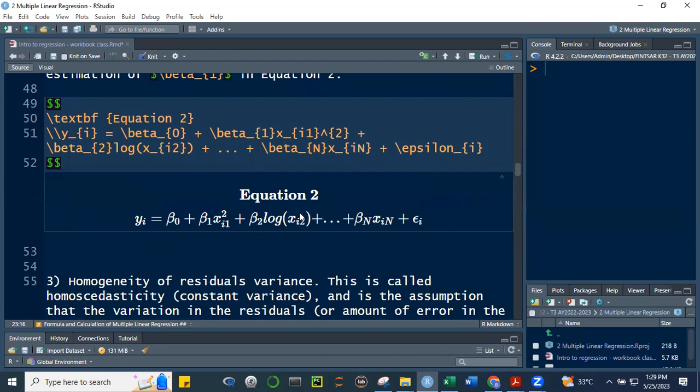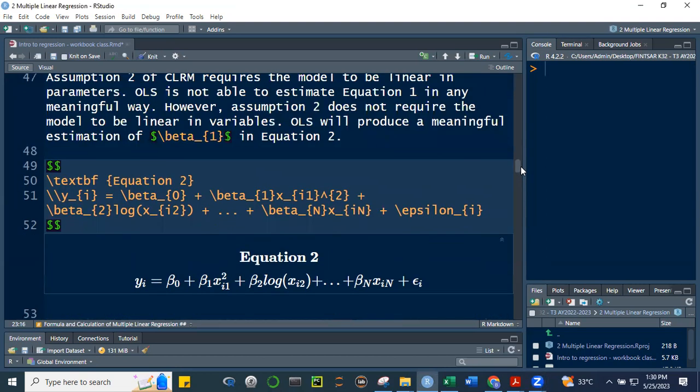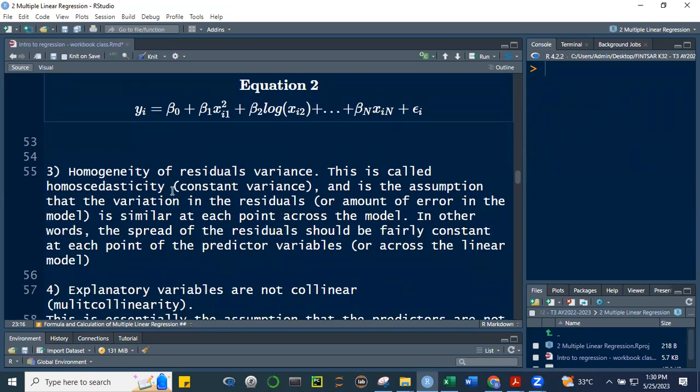So it doesn't matter if our predictors are log, square root, squared, cubed, or 1 over x. It doesn't matter, class. That's allowed, for as long as our parameters, beta null, beta 1, beta 2, etc., are linear. If they're linear, then we're good. We won't have any problem. So that's assumption number 2, linear in parameters.